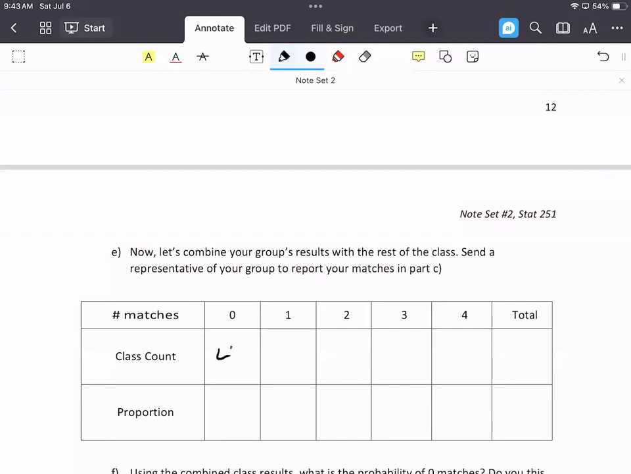The class count: 41 people out of all of the trials came up with 0 matches, then 26, 21, 0, and 2 for a total of 90. So there were a total of 90 flips. And then we just calculated this first proportion, 41 divided by 90, and I get 0.46. 0.46 is between 0 and 1 inclusive, in other words, including 0 and 1. If I was looking at percentages, remember we would move the decimal 2 places to the right, and that would be 46%.